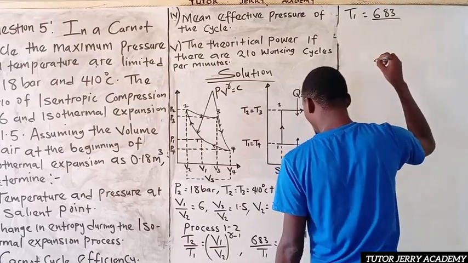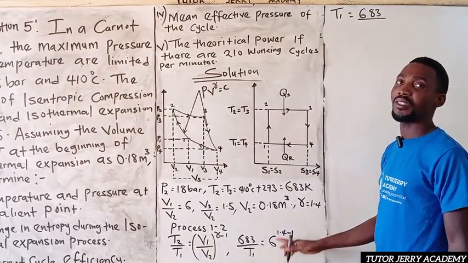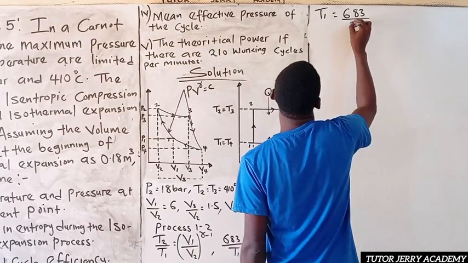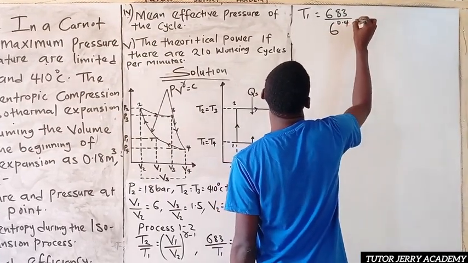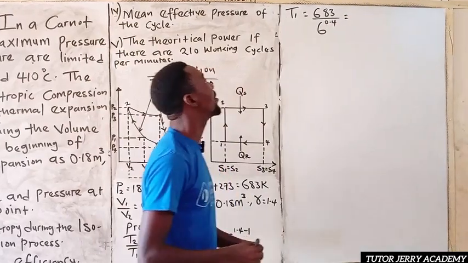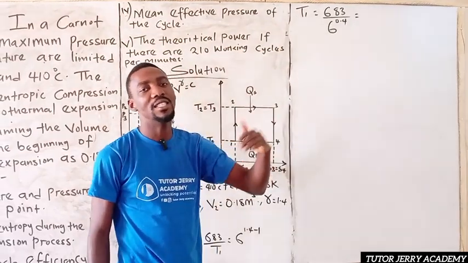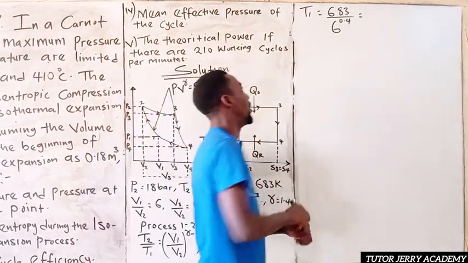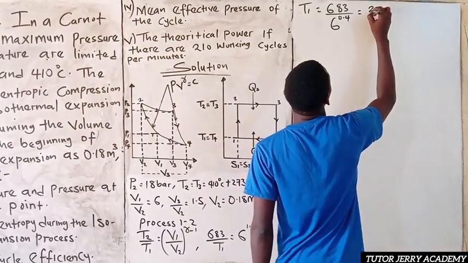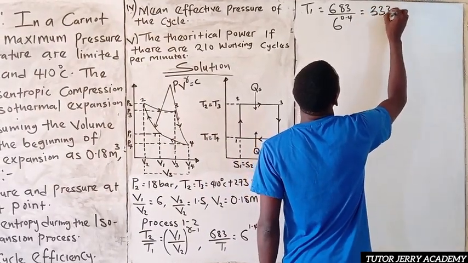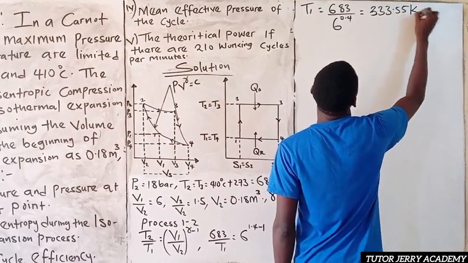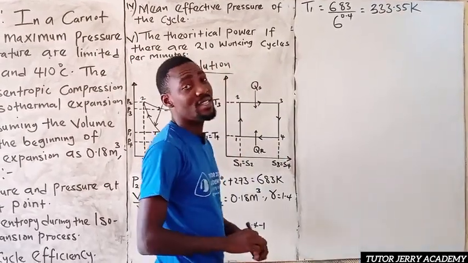683 all over 6 to the power of 0.4, which will be equal to, so if you press this value in your calculator, divide this by this, you are going to get 333.55 Kelvin. All right, so that is our T1.